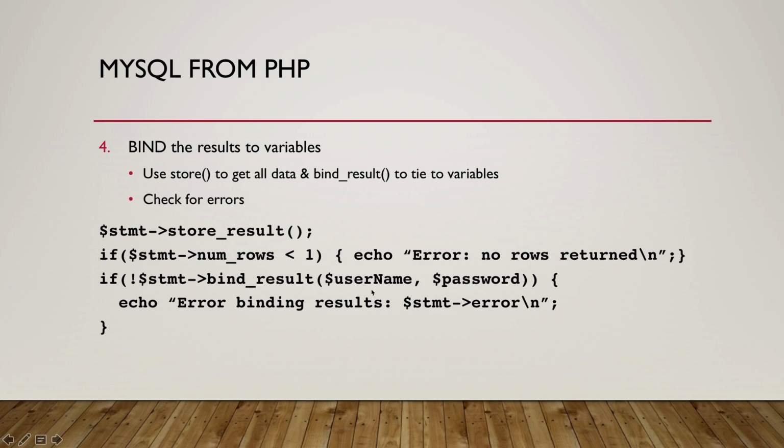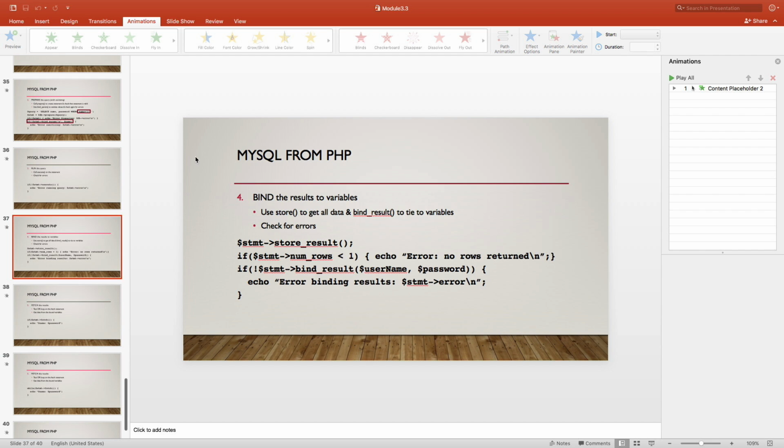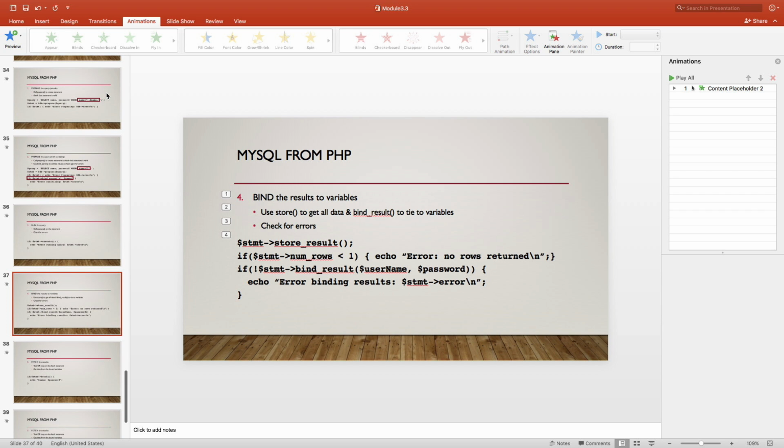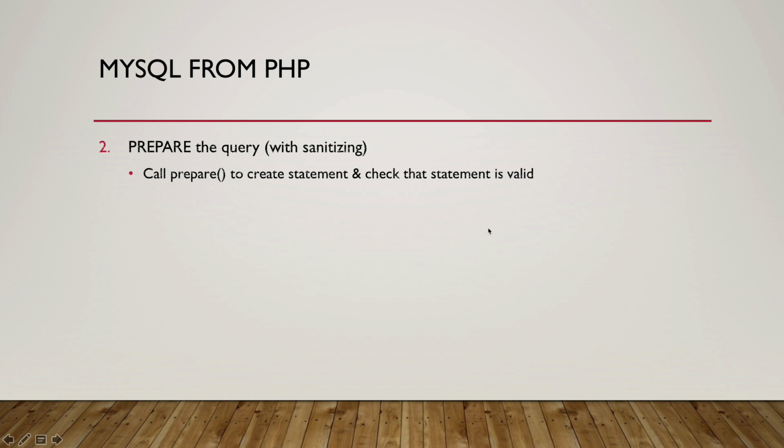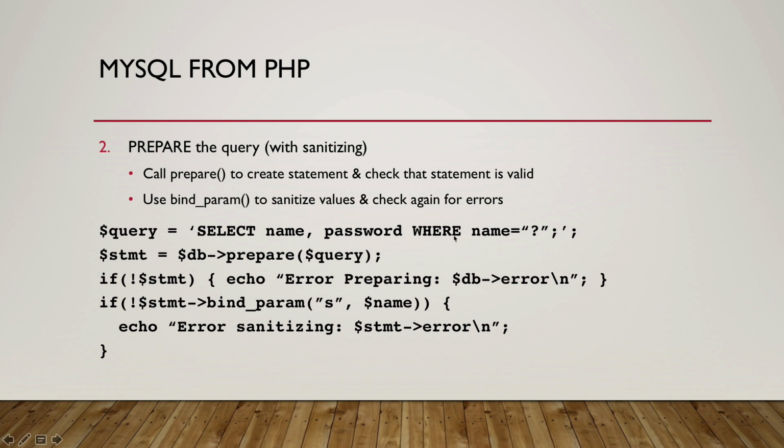Now remember, we asked for two things, a name and a password. Let's go back and see that here. Go back to the original query so we can see what it looked like. Here it is. We basically said select name, comma, password from student. Oh, it should say from student. Sorry, that's an error in the query here. So select name, comma, password from student where name equals something. So we told it to select two things, name and password.